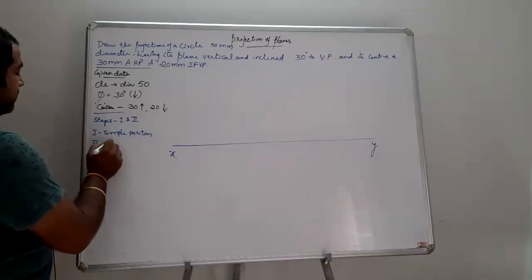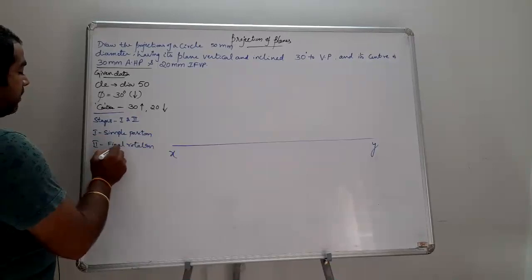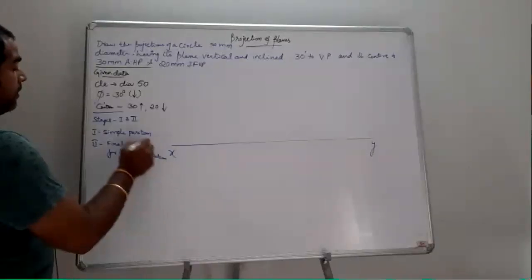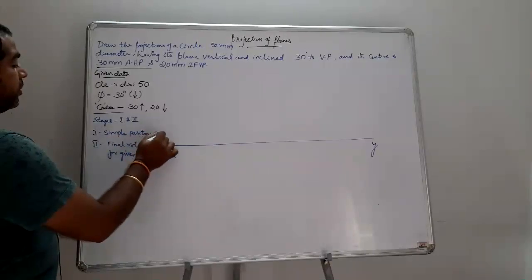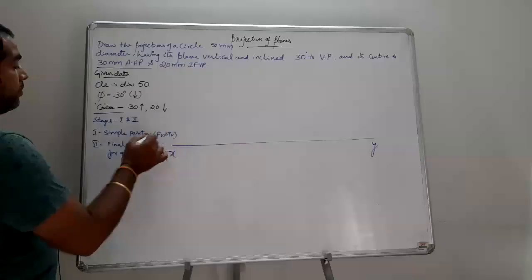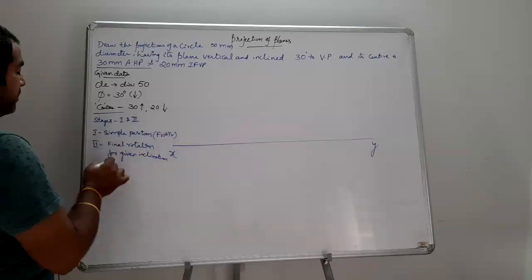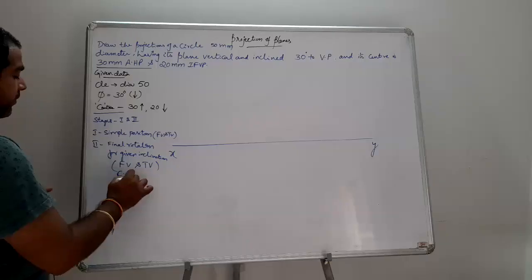Stage two is final rotation for the given inclination. So here also you will get front view and top view, which we call the final front view and final top view.